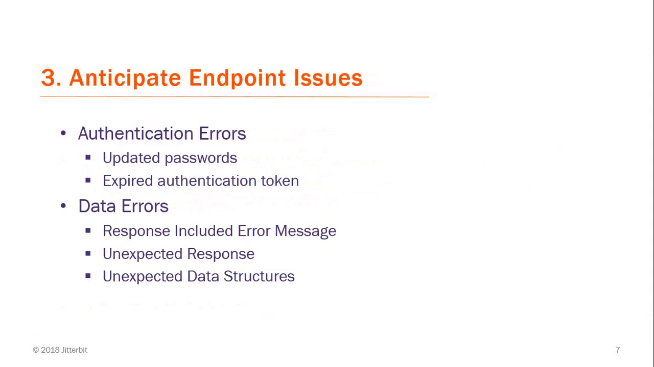Okay, so the third one here, we're moving back a little bit to the philosophical side of Jitterbit, but anticipate potential endpoint issues. It's real easy for us to go into a project with the mindset that that system's always going to be online, that things are just always going to work. But let's be honest, people go in, they update passwords, authentication tokens expire, passwords expire, whatever it may be. Systems might go offline. Prepare for it, anticipate it. Try to think through philosophically as you're going through your processes and say, hey, if this system goes down, what impact is it going to have? And try to anticipate some of that.